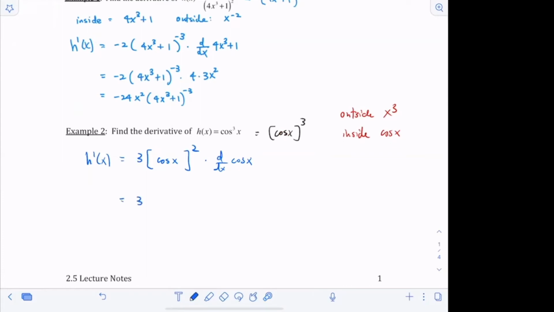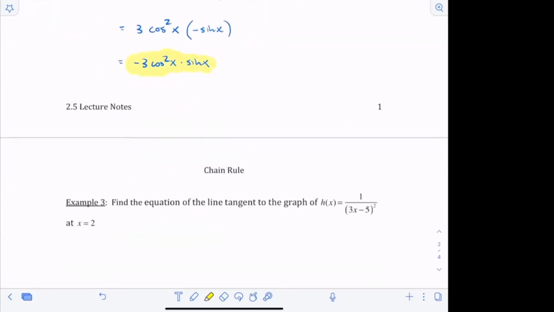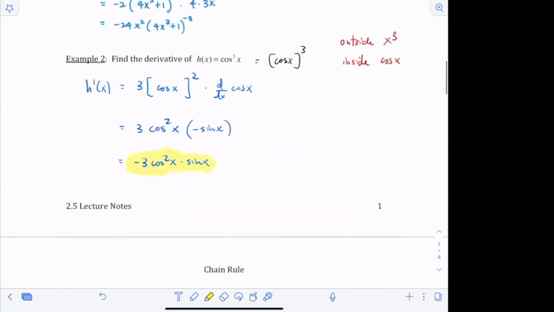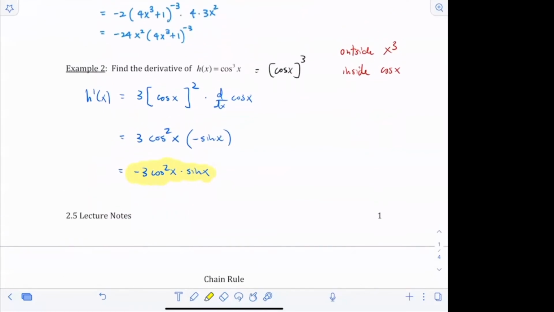Now this is going to be 3. A lot of times when we say cosine squared, we write it like this, cosine squared x. And then the derivative of cosine is negative sine of x. This answer is not wrong, but usually we move the negative to the front. So this is going to be negative 3 cosine squared x times sine of x. And that's going to be our final answer. Are there any questions about this example 2?